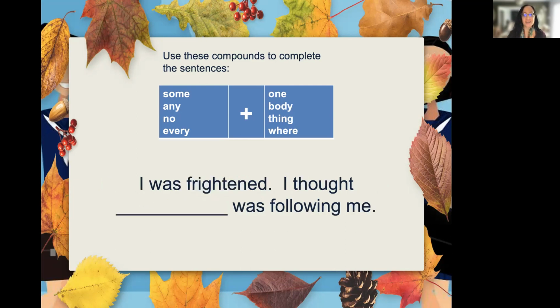I was frightened. I thought blank was following me. I was frightened. I thought someone was following me. We can also say somebody, but that meant more than one person. So the proper word is someone.